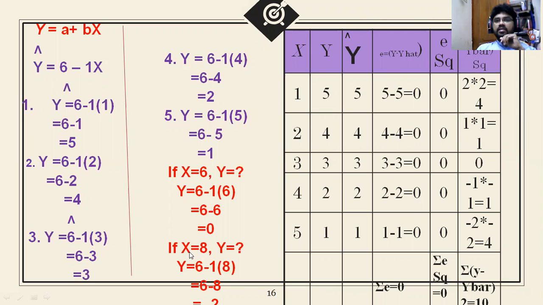Sometimes, if x is equal to 8, how much is the y value? They will ask. Y is equal to 6 minus 1 into x. 6 as it is, 1 into 8 is 8, so y is equal to minus 2. It means the demand cannot be negative, but in another example, the y value can be negative when the x value is 8. So am I clear, dear students? Hello?